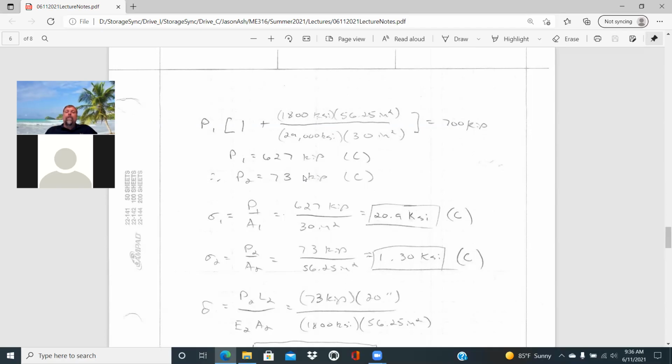Once we know the internal loadings of each of those sections, we can calculate the stress. P1, the total load supported by the steel, is 627 kip. The total area of the steel is 30 inches squared. That will give us 20.9 KSI in compression. And sigma 2 is equal to P2 over A2, 73 kip over 56.25 inches squared. That will give us 1.30 KSI in compression.